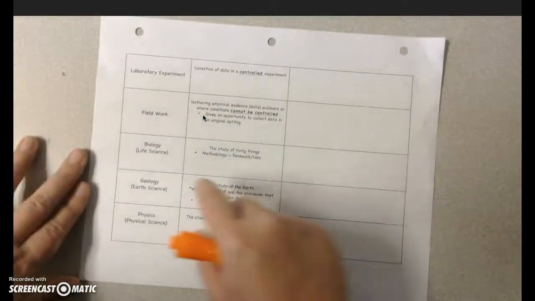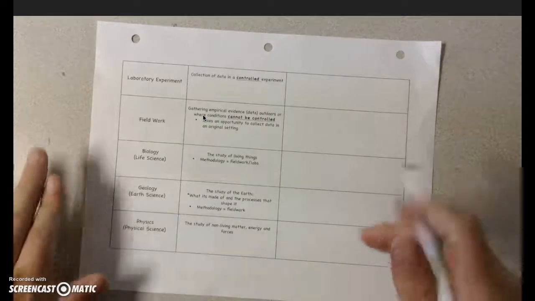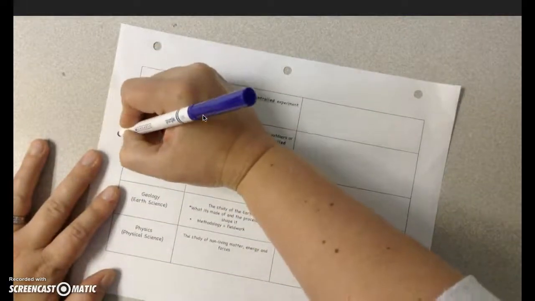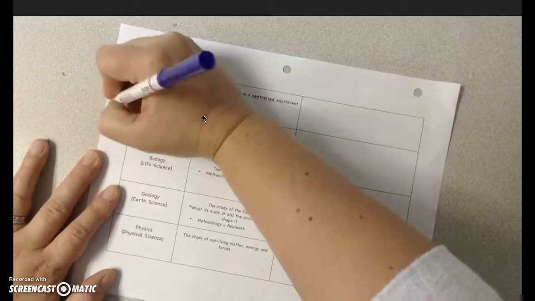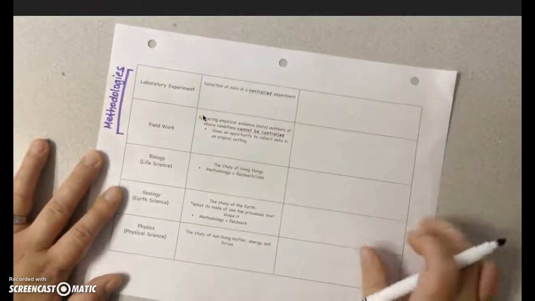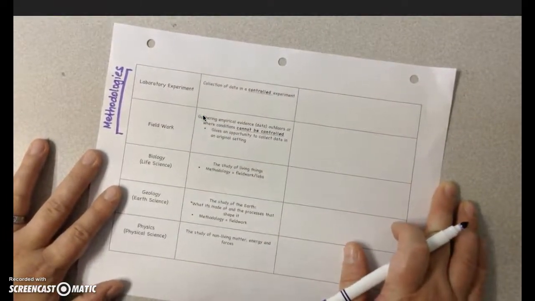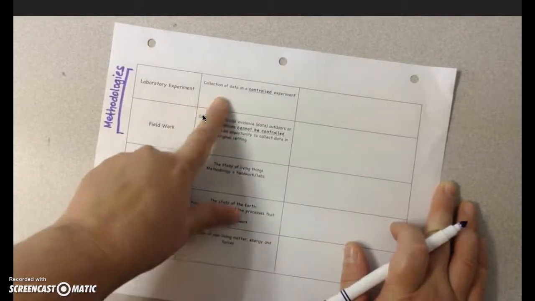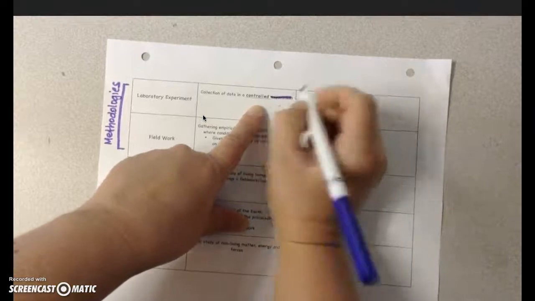Flip it over. So the types of methods that scientists can use are lab experiments and field work. So I'm going to put a little bracket here, and I'm going to put, these are the methodologies that scientists can use, or the ways that they can get their data. They can do a lab experiment, which is a collection of data in a controlled environment.